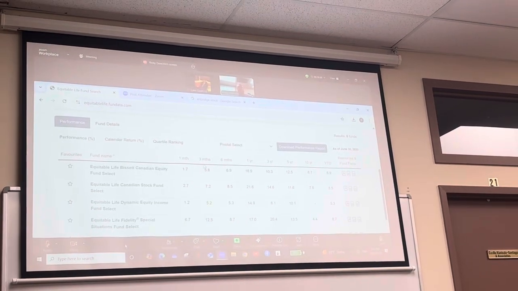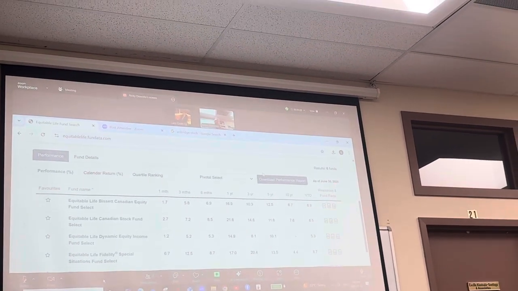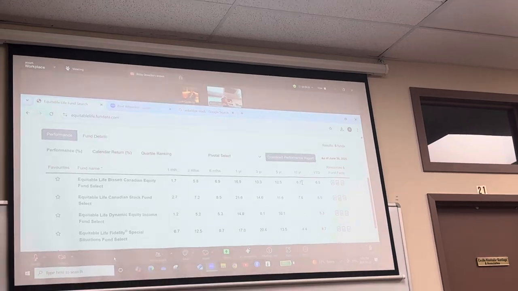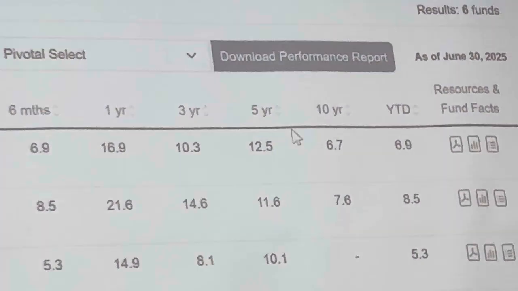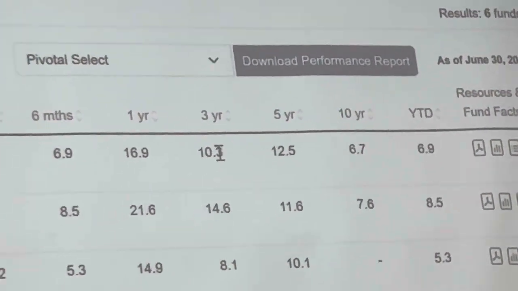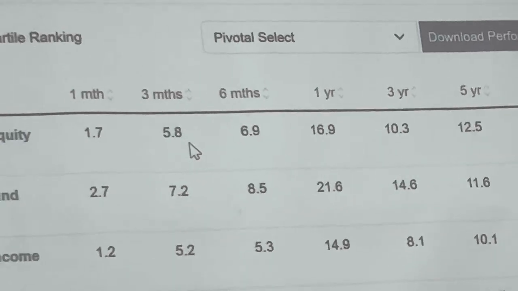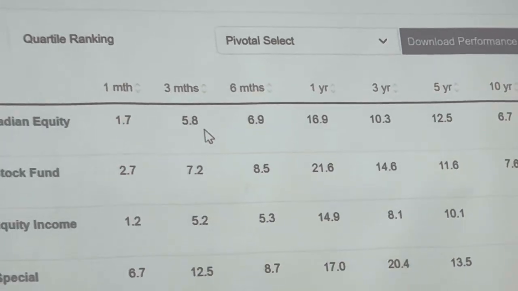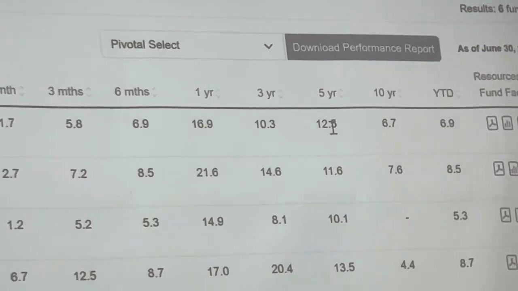Canada. When you look for the funds, always look at this. How did these funds perform the last 10 years, last 5 years, 3 years, and short-term months? Because you're always looking at a long-term horizon. I like this one.